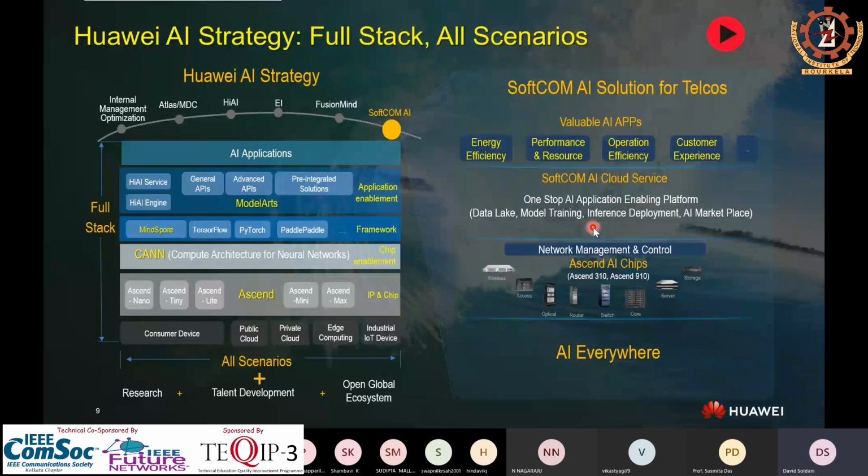And practically now, what we have in place is an AI marketplace where this knowledge can be found. So you don't need to make the algorithm yourself, but you have access to this AI marketplace, and you may find an already existing model suitable for your application. As we speak, many applications are available. And I will show you applications on energy efficiency, performance, and resources related to management and orchestration, and then also to improve the customer experience.